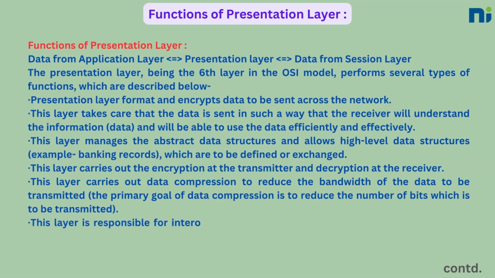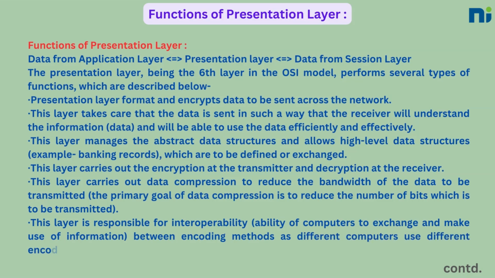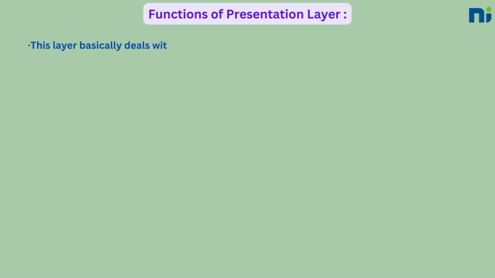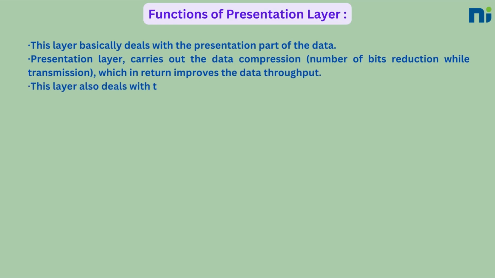This layer is responsible for interoperability, the ability of computers to exchange and make use of information between encoding methods, as different computers use different encoding methods. This layer basically deals with the presentation part of the data. Presentation layer carries out the data compression, number of bits reduction while transmission, which in return improves the data throughput. This layer also deals with the issues of string representation.